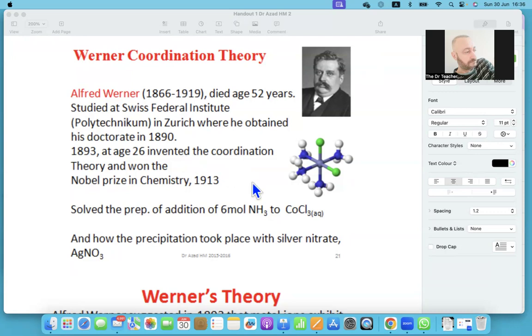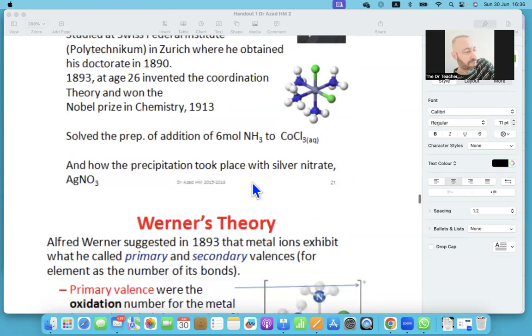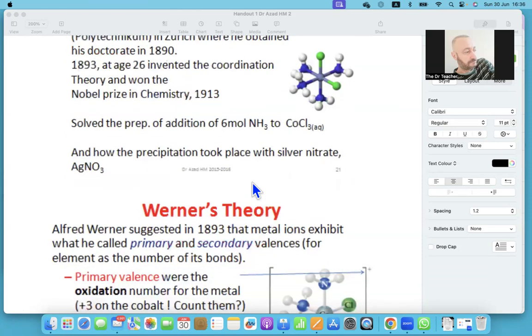He solved the preparation of addition of 6 moles of ammonia to cobalt chloride in aqueous solution. And he solved the problem with the addition of the silver nitrate.